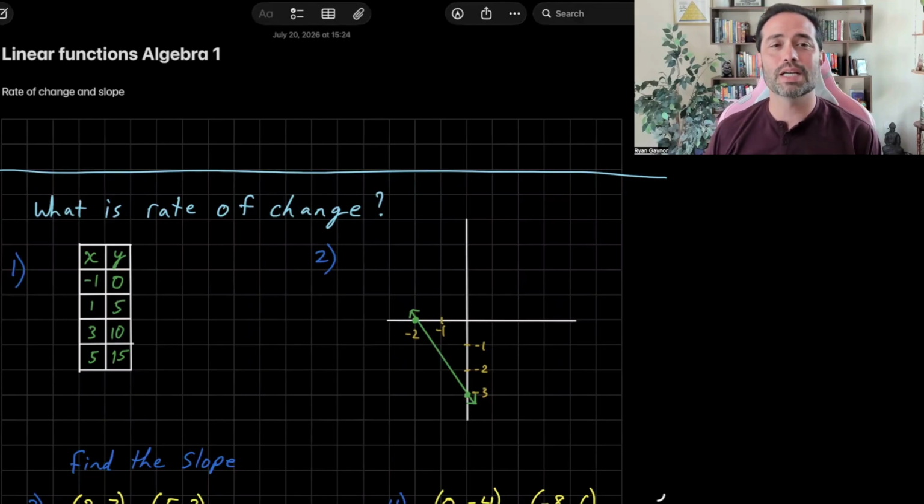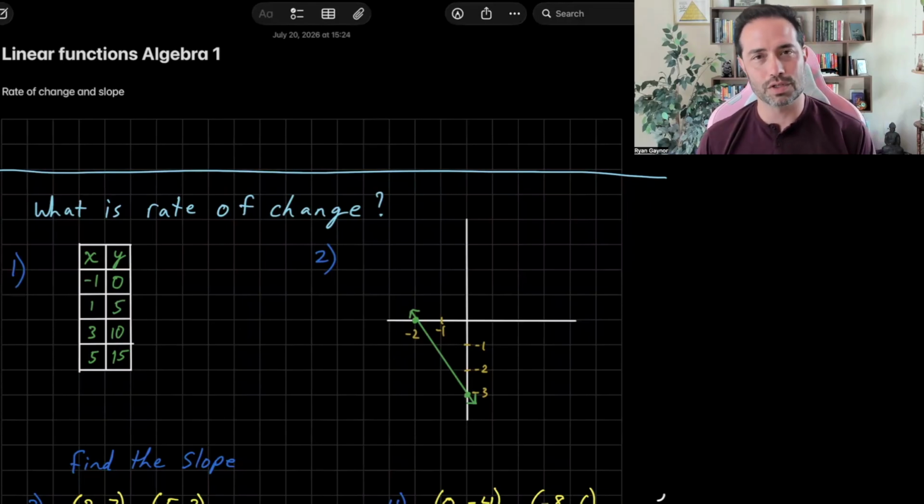Today we're doing linear functions for Algebra 1. We've got rate of change and slope. Okay, so what is rate of change? Well, for a linear function, it's going to be the same as slope. So it's going to be the difference in y divided by the difference in x. Now, if we were talking about rate of change for other types of functions like quadratics, it would mean something different than slope. But let's focus today on the linear functions.